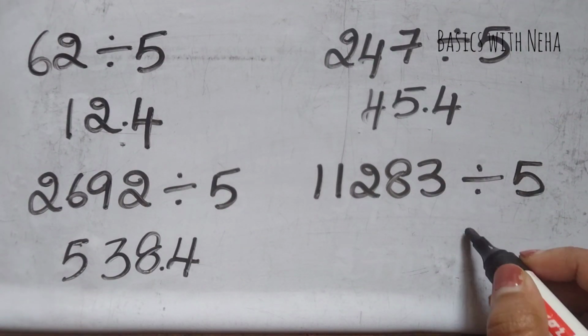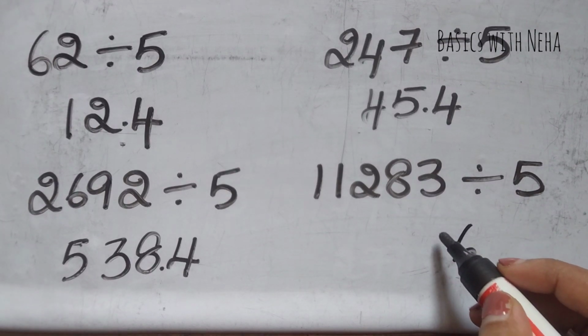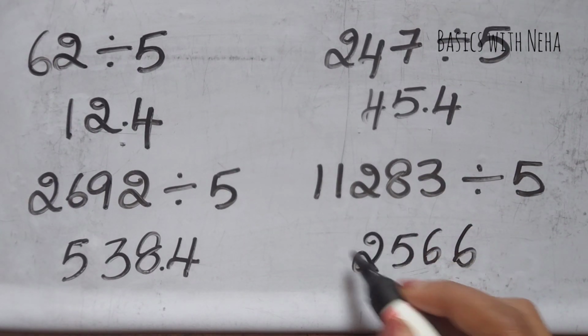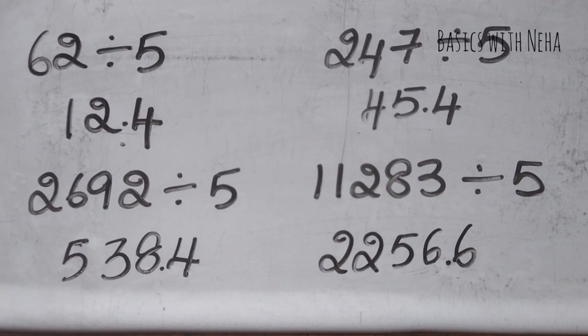Now, double of 3 is 6. Double of 8 is 16. Double of 2 is 4, plus 1 is 5. Double of 1 is 2. Double of 1 is 2. So this will be my answer.